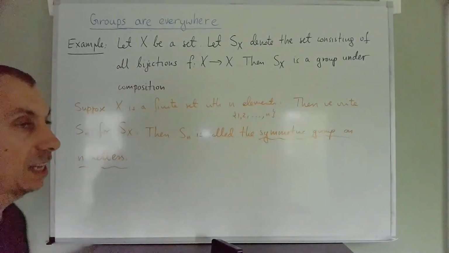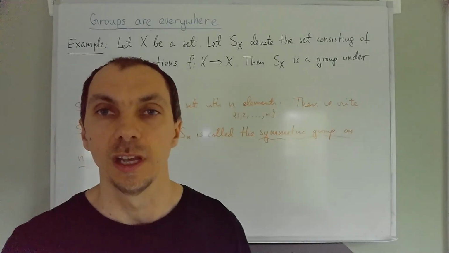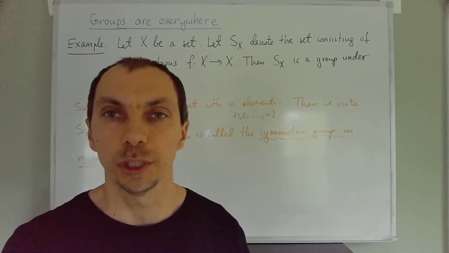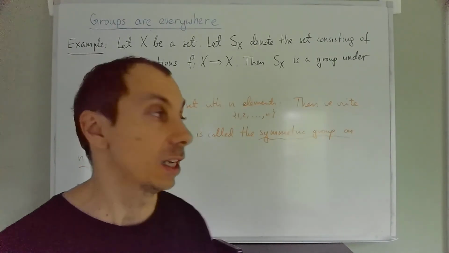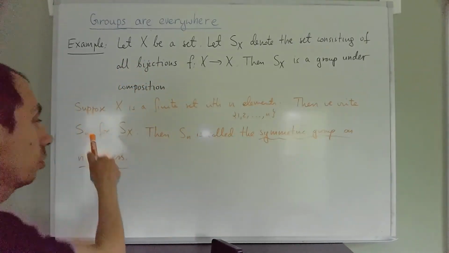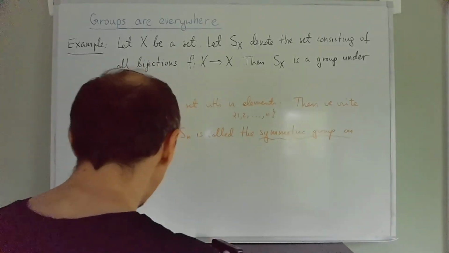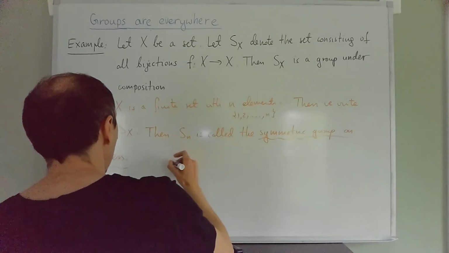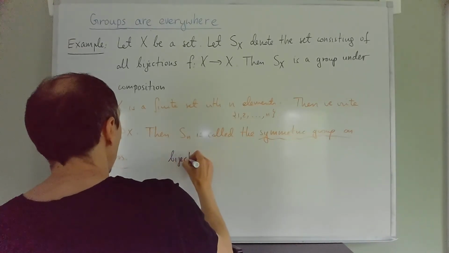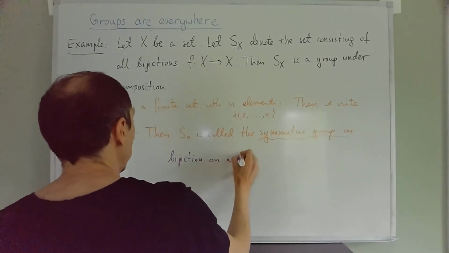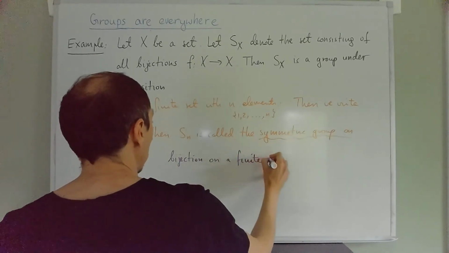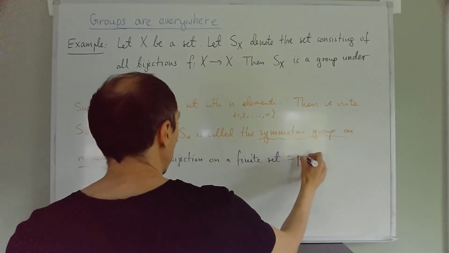Two more remarks. Bijections on a finite set often go by a different name: permutations. So you might sometimes think of these as permutation groups. A bijection on a finite set is the same as a permutation.